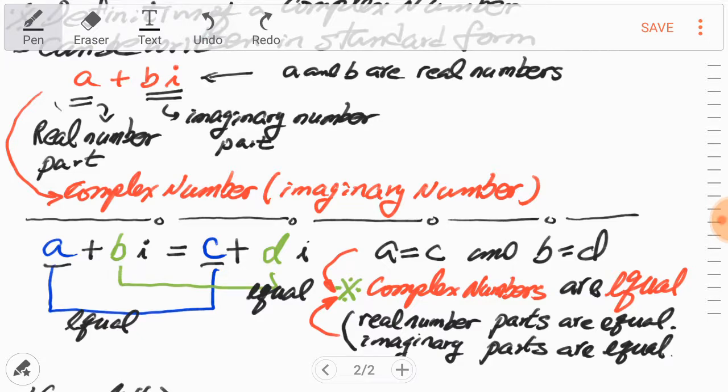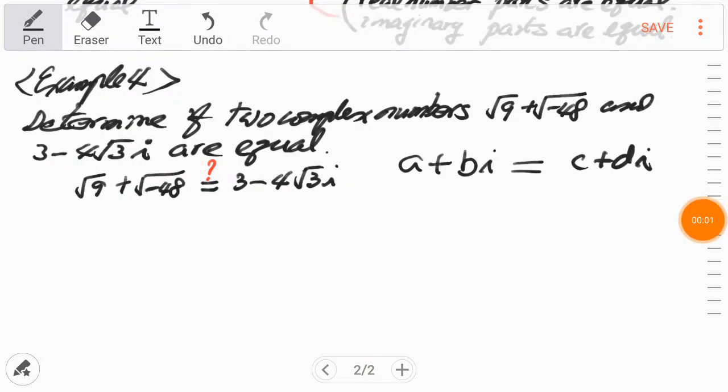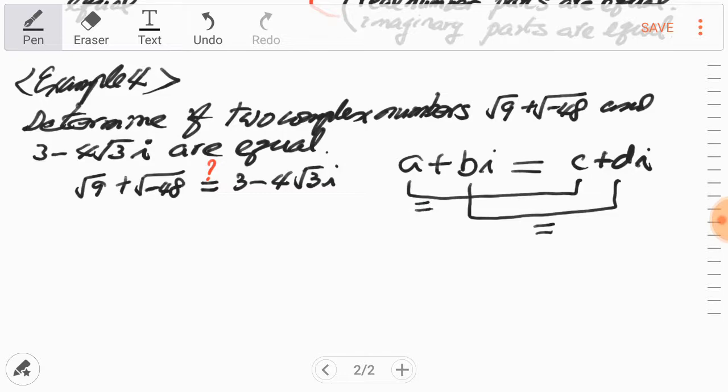Okay, now let's check if two complex numbers are equal. How do you determine if the complex numbers are equal? We have to check the real number part. If a and c, the real numbers, are equal, and the imaginary number parts, b and d, are equal, then the two complex numbers are equal.